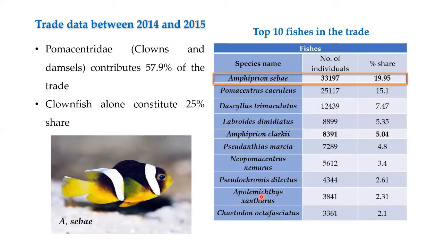And then it will reach the home aquarium. If you look at the top 10 fishes in the trade, we have Amphiprion ocellaris, which is closely related to Nemo. The clownfish alone constitutes almost 25% of the share in the trade. If you combine both clowns and damsels, the Pomacentridae alone constitutes almost 58% of the Indian trade.